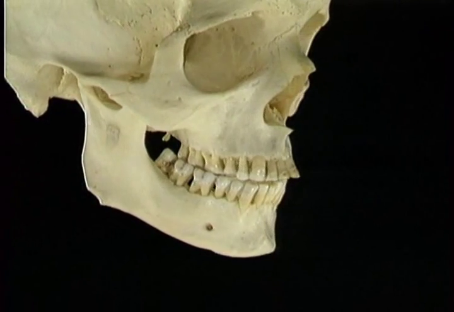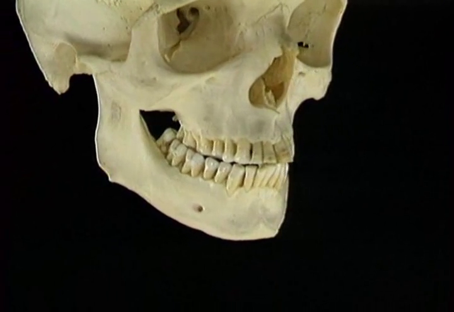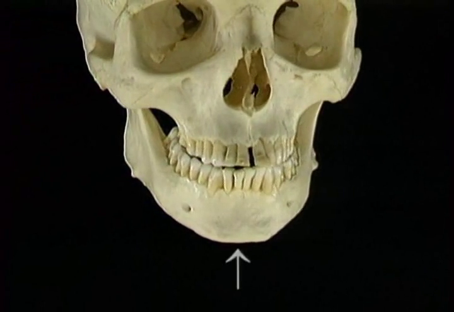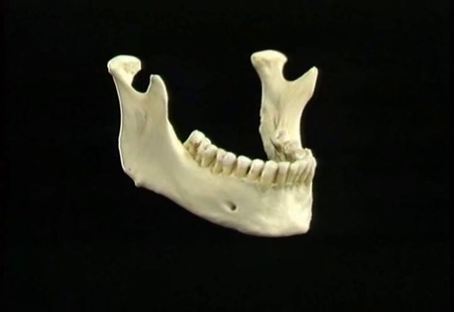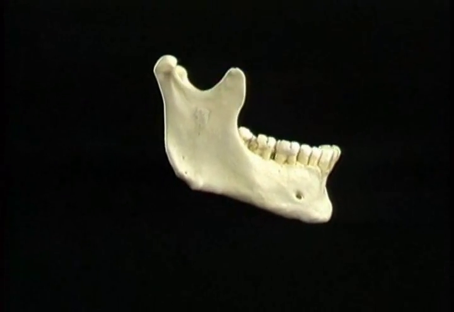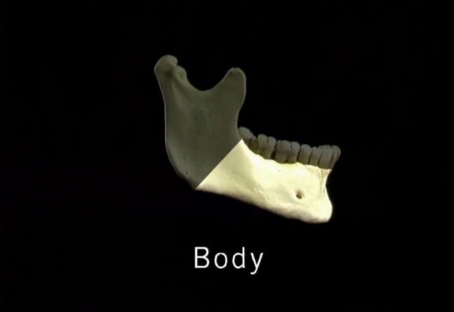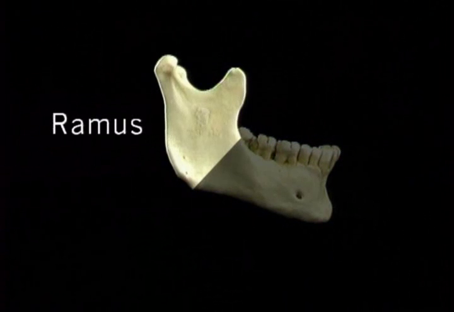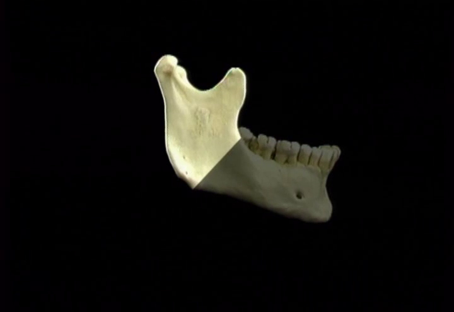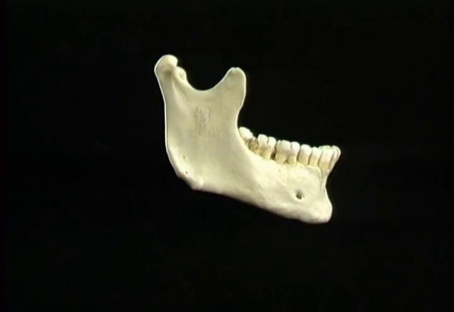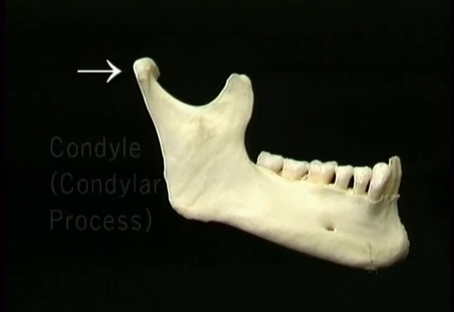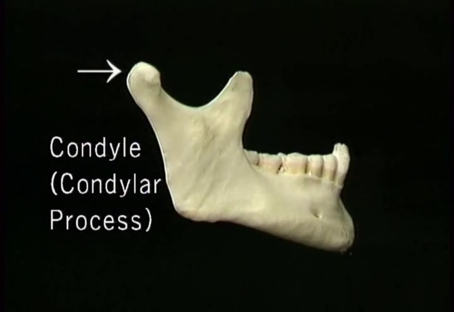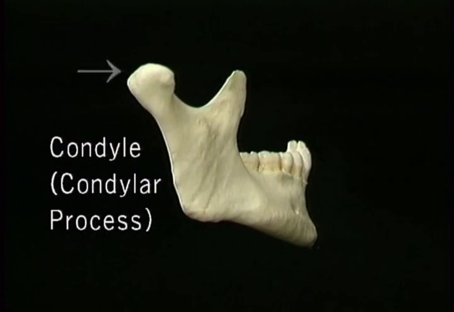The mandible develops from two originally separate bones, one on each side, which fuse together here at the symphysis. The mandible is described as consisting of the body and the right and left ramus. The corner between the ramus and the body is the angle of the mandible. The rounded projection that articulates with the temporal bone is the condyle, or condylar process.